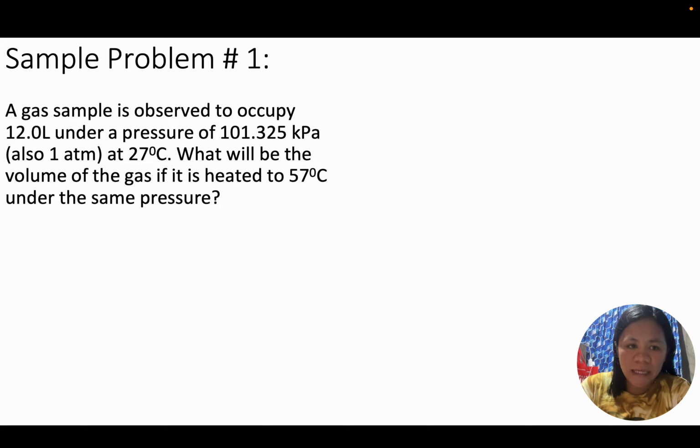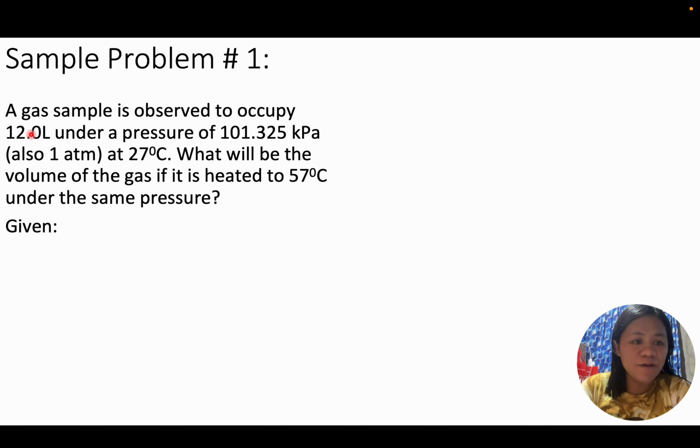So, as what you notice, the same pressure daw. So, meaning, 101.325 kilopascal or 1 atm pa rin yung pressure. No? So, meaning, constant yung pressure and dun yung malalaman na gagamitin natin yung Charles Law. Okay, so we have our given here.